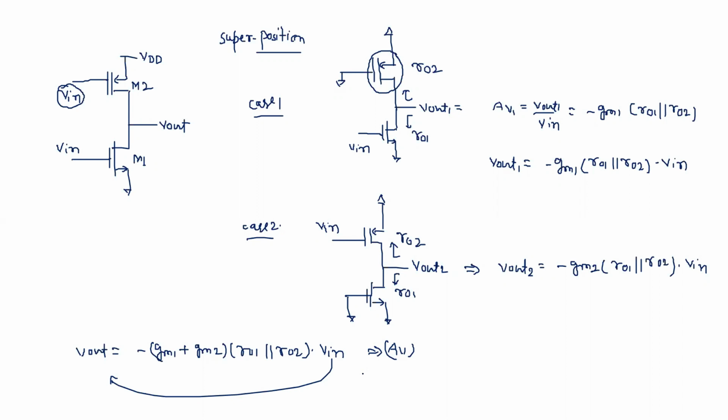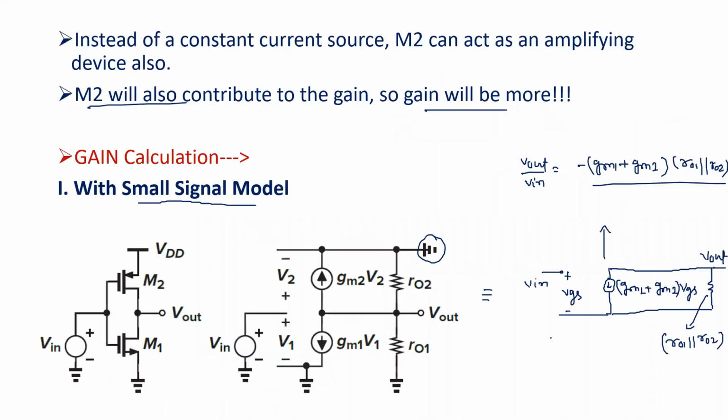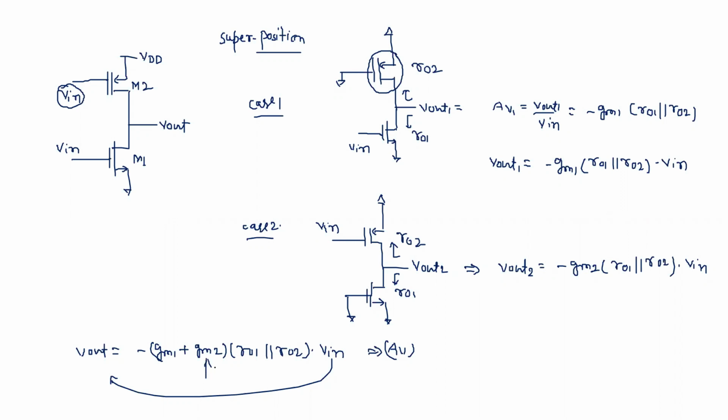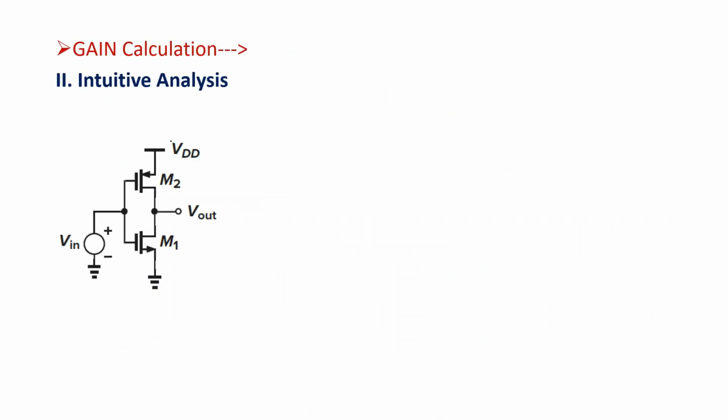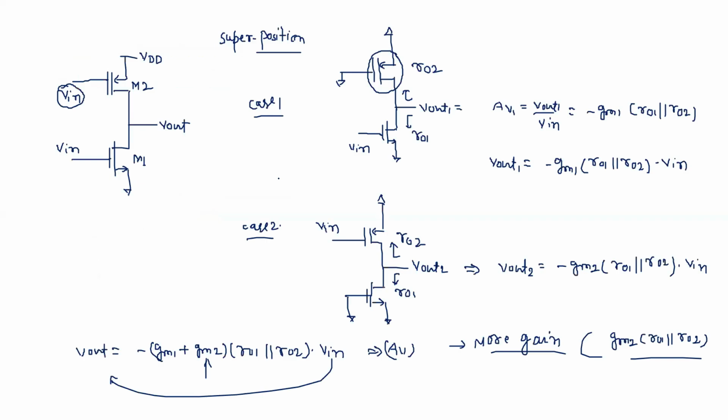With a single stage, when M2 is a load or a current source, we only get the gm1 term. So an additional term of gain, gm2, is added here. This is the advantage: we are getting the additional term gm2, so more gain is obtained. What amount of gain is added? This is nothing but gm2 (ro1 parallel to ro2). So this is the more added gain. This is the gain calculation in the intuitive way that I have done here.